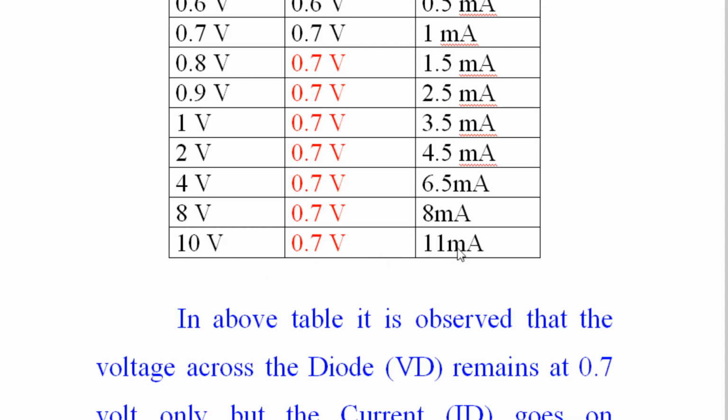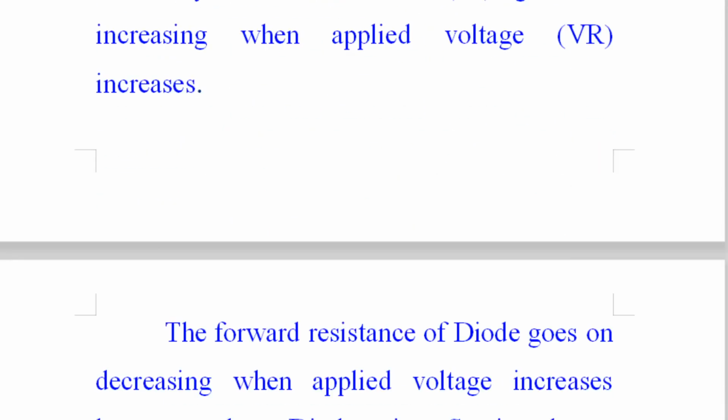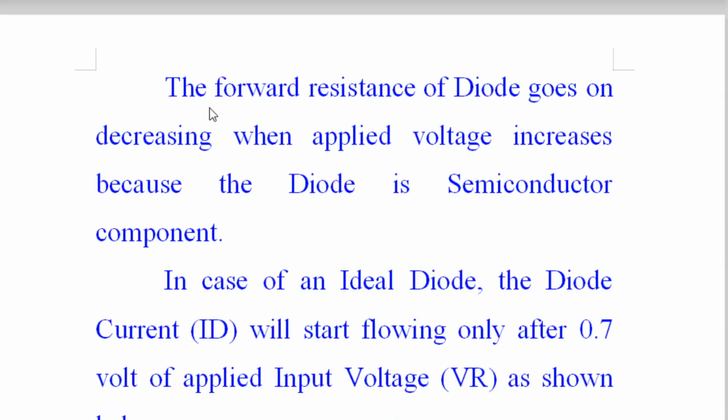At 10 volt the current is very large, at 11 milliampere. In this way, when you apply more and more voltage to the diode, the forward resistance of the diode goes on decreasing as the applied voltage increases, because the diode is a semiconductor component.